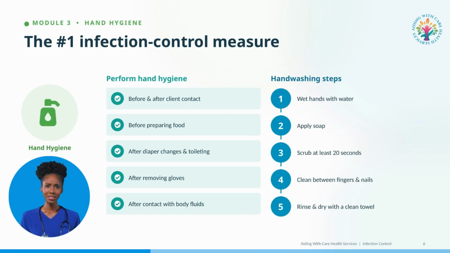Hand hygiene is the top infection control measure. Perform it before and after client contact, food preparation, diaper changes, toileting, and after removing gloves or contact with body fluids. Follow these steps. Wet hands, apply soap, scrub for 20 seconds, clean between fingers and nails, then rinse and dry with a clean towel.